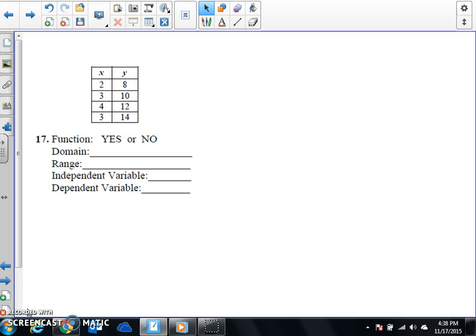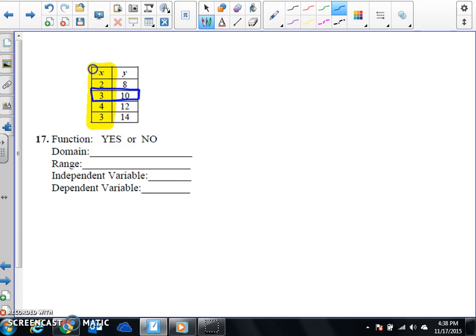All right, number 17. If they're asking you about a function, all you care about are the x's. Don't even look at the y's. So you should grab a highlighter and highlight the x values. Now I ask myself, does 2 repeat? No. Does 3 repeat? Yes.